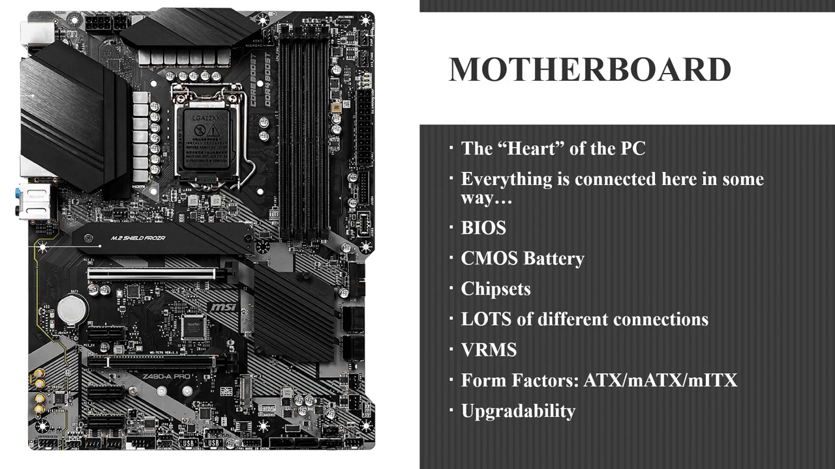So now here we have the motherboard. If the CPU is like the brain, the motherboard is often referred to as the heart of the PC. This is because everything, and I mean everything, is going to be connected to the motherboard in some way, shape, or form. Now on the motherboard, you have a little piece of software called the BIOS. The BIOS is basically the only thing that comes pre-installed when you first build a PC. You don't have Windows or Linux or Mac OS just magically on your PC after you build it. You actually need to install that yourself later on.